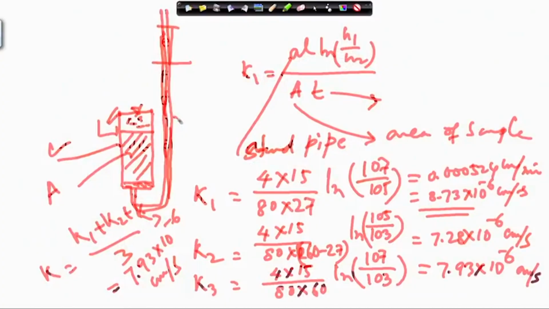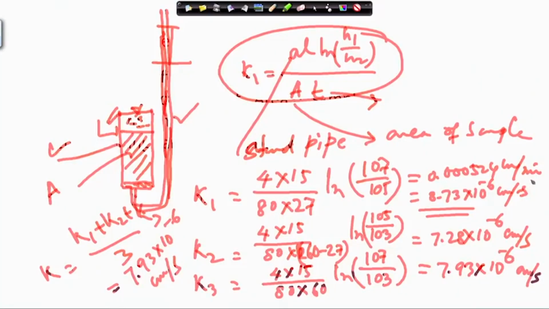So, the main application here is using this equation, that is a L ln H1 by H2 by A T, where small a is the cross-section of the standpipe, capital A is the cross-sectional area of the sample, and T is the time interval over which the head drops from H1 to H2, which are to be observed. If I do that, we will get the value of K. Since 3 sets of observations are given, we can calculate 3 K values, and the average of these 3 can be reported as the recommended value of K.